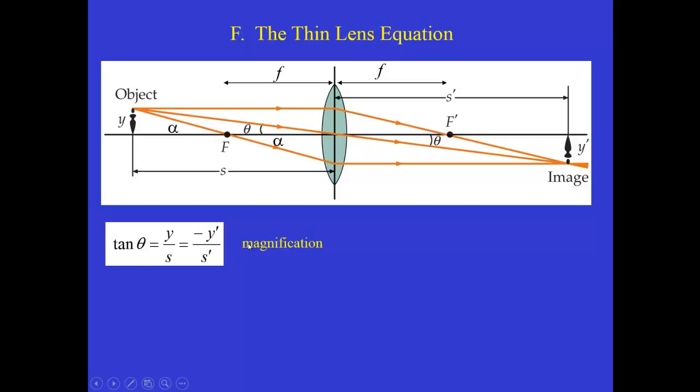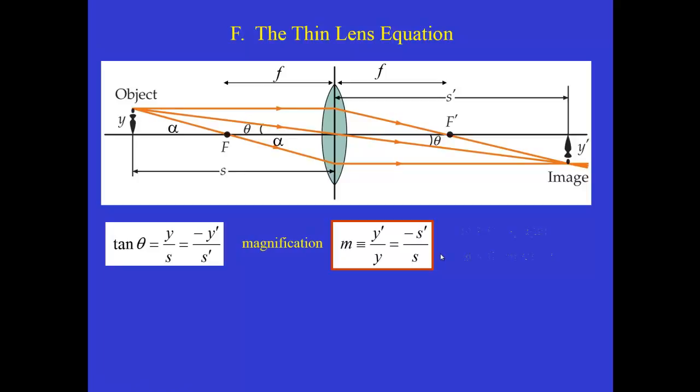This allows us to get a result for the magnification, because it's quite simple to see that the magnification should be defined as the image height divided by the object height. That way, if one of them is greater than the other one, you may have an image that's enlarged. On the other hand, if the relationship is the reverse, you may have an image that's reduced in size. So here, if we just solve for that ratio y prime over y from our original equation, we can see that it's equal to minus s prime over s, and that's the magnification equation.